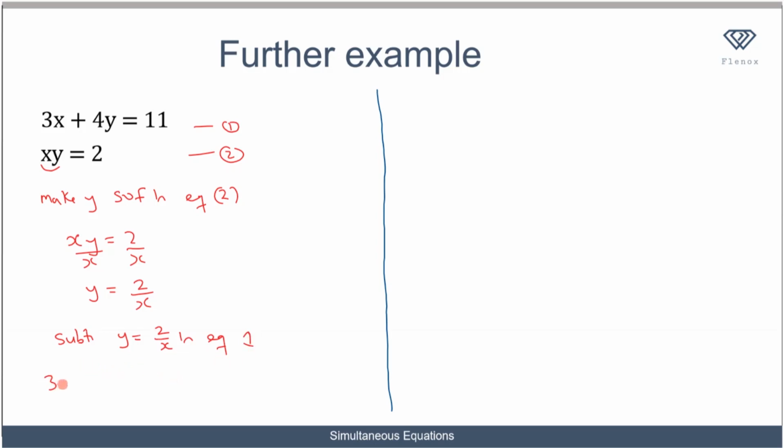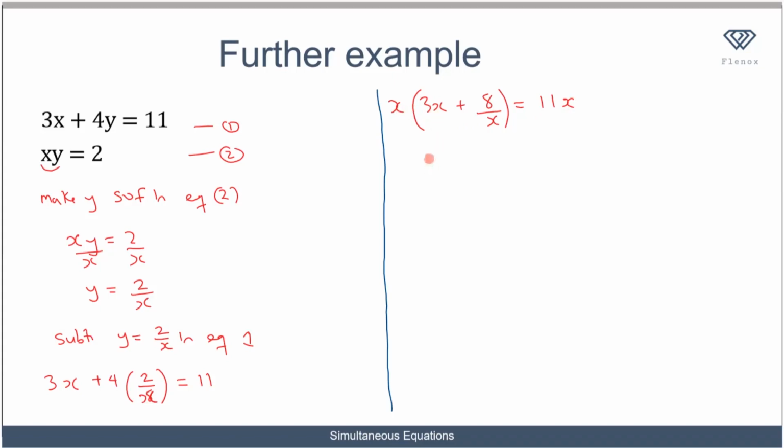And what does that become? I have 3x plus 4 into bracket 2/x is equal to 11. So I have 3x plus 4 times 2, which is 8/x, is equal to 11. What can I do to remove the x at the bottom? I can multiply both sides through by x.